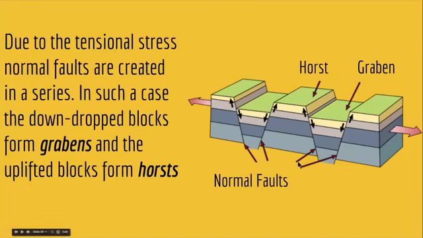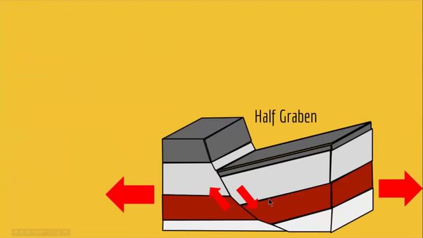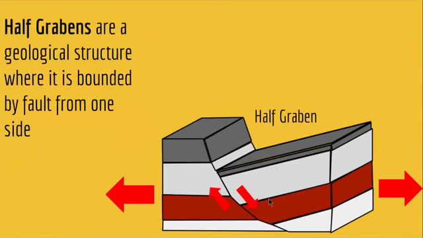Okay, but if you notice, in a graben and horst, we have faults on two sides. We have a fault right here and we have a fault right there. Both of them are normal faults. What happens if you have faults only on one side? What is that called? Well, that is called a half graben. Half grabens are a geological structure bounded by a fault on one side. Since this side does not have any faults, only this side has a normal fault, this side will go up and the hanging wall will go down. This is called a half graben.